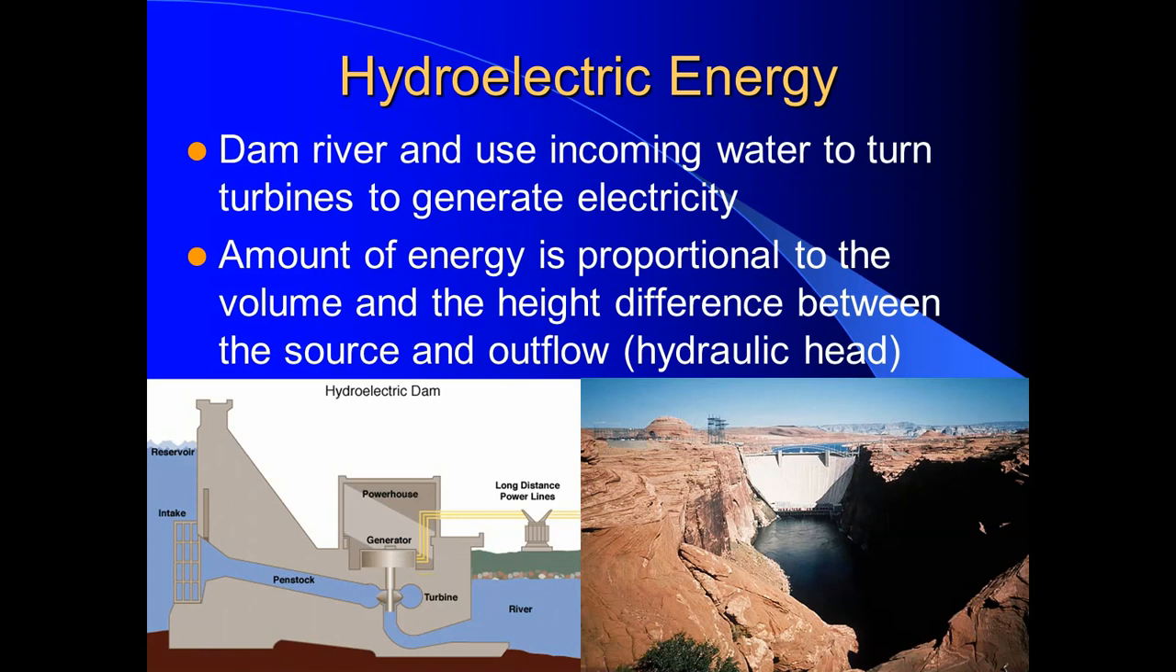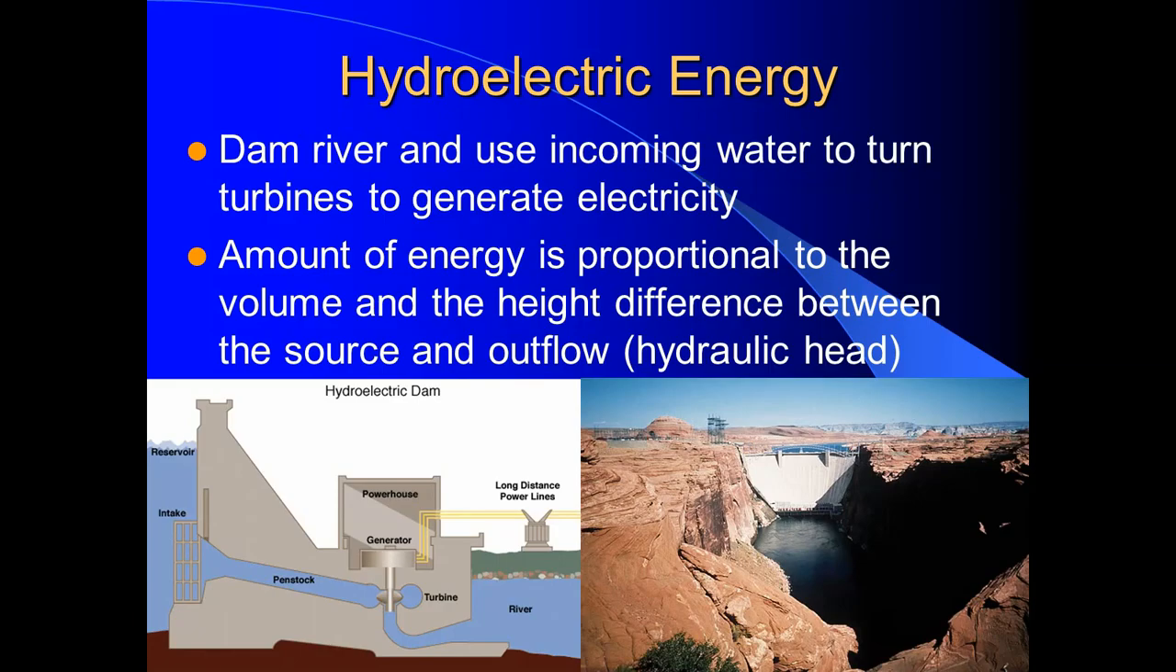Now, the amount of energy a hydroelectric power plant can generate is proportional to something called the hydraulic head. I want you to think of the hydraulic head as simply a measurement of the energy of the system. What the hydraulic head is, guys, is the difference in water level behind the dam compared to the water level in front of the dam. The greater that difference, the larger the hydraulic head, the more energy that we can get out of that hydroelectric power plant.